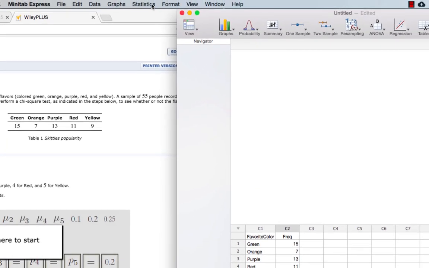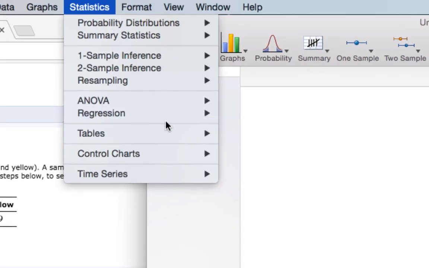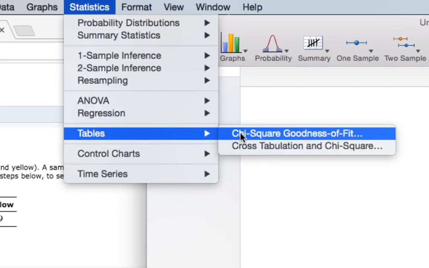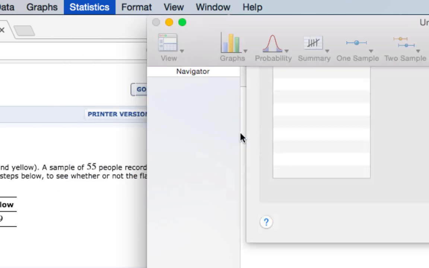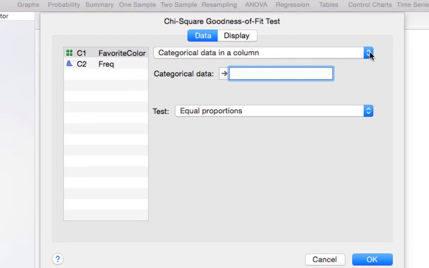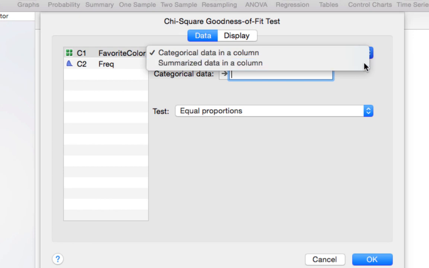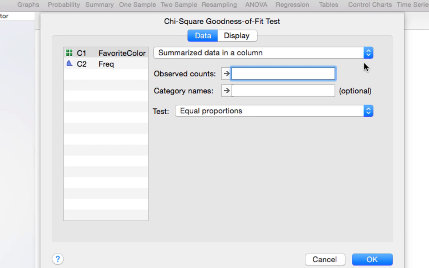I'll go to statistics. The chi-square goodness of fit test is going to be under tables, and I'm using a Mac, but I believe this is the same on a PC. Chi-square goodness of fit. We need to change this to summarized data, because what we have from table 1 was summarized data. Our observed counts are in column 2, the frequencies, and our category names were in column 1.